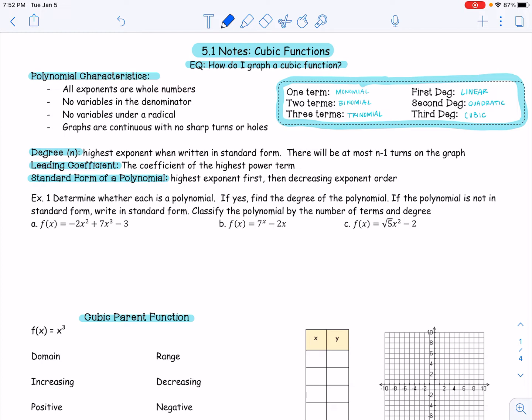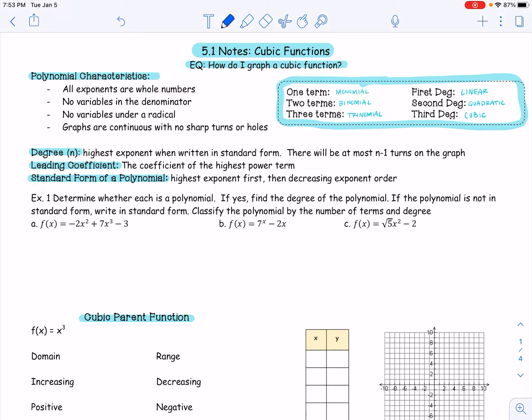Welcome back. We are starting this second semester with Unit 5, and our 5.1 lesson is going to be on our cubic functions, but we're also going to introduce some characteristics of polynomials because this whole Unit 5 is really the majority covering polynomials. But before we really dive into polynomials, we need to understand what a cubic function looks like and how to graph it. So what we're going to do first is go over some polynomial characteristics, and then we'll get into our cubic functions. So a polynomial is an algebraic expression.